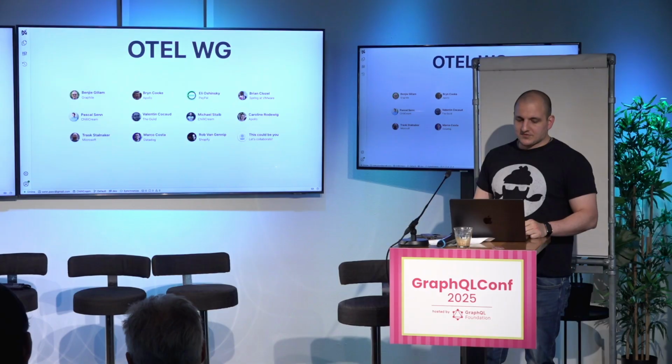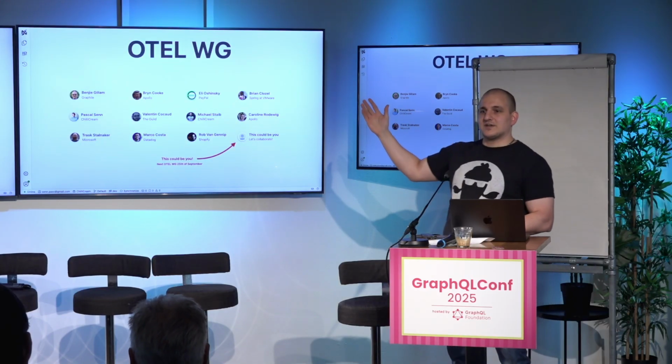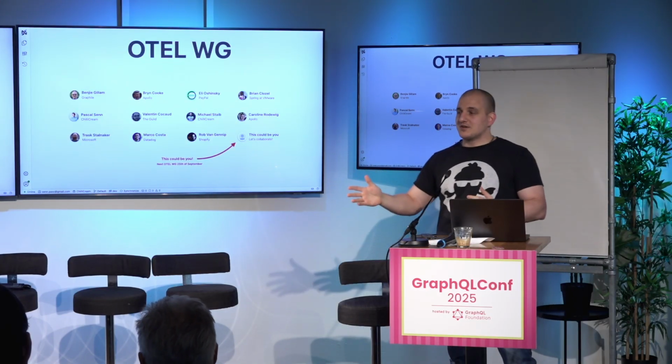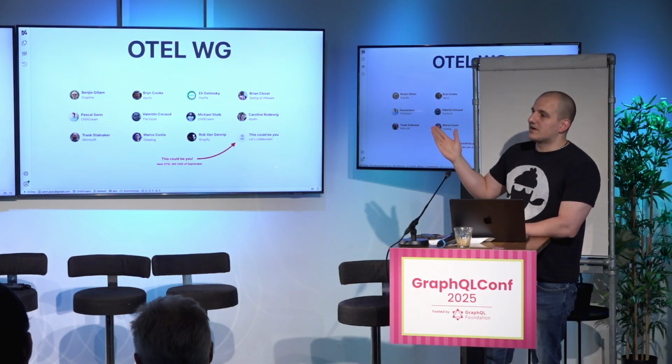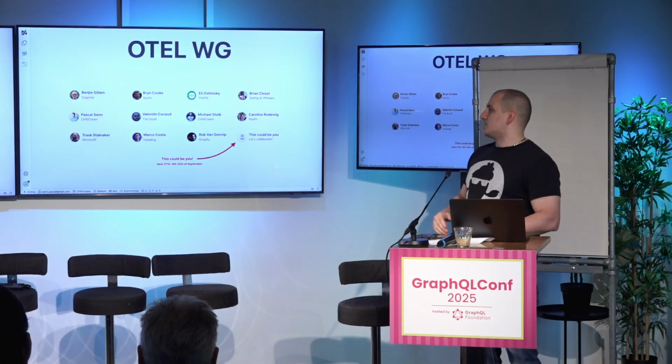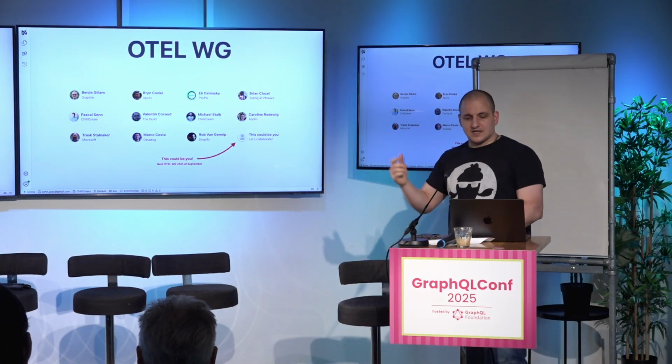And these work groups are open. The next one is on the 25th of September. So if you want, please join. You can just sign up for these work groups when you go to the GraphQL organization on GitHub, go to otel-wg, and then sign on.